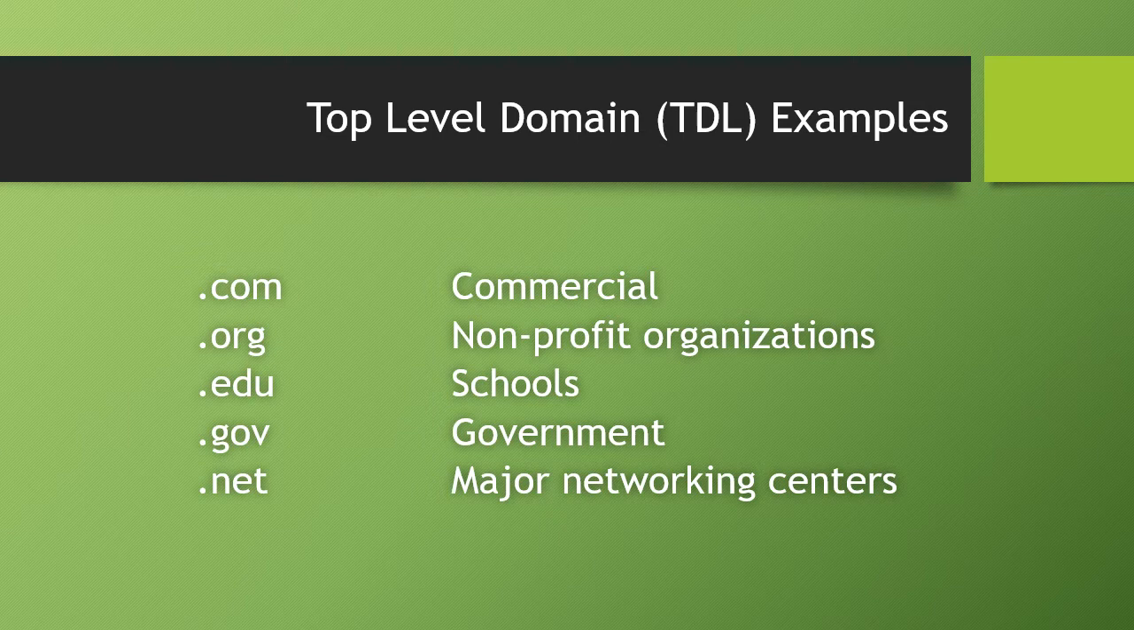.orgs are supposed to be for nonprofit organizations, although just about anybody can use them as .coms. .edus are supposed to be reserved for schools. .gov is only for government. .net was meant for major networking centers, but again, just about anyone can register a .net. And again, there are many more of these.